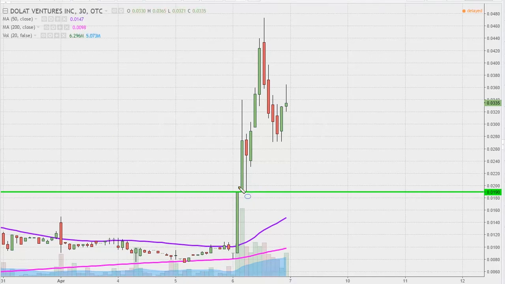And actually, it's already started to act as support. You can see after the price got above it, a couple times bears tried to press down through there, but the bulls did a fantastic job of maintaining that break.